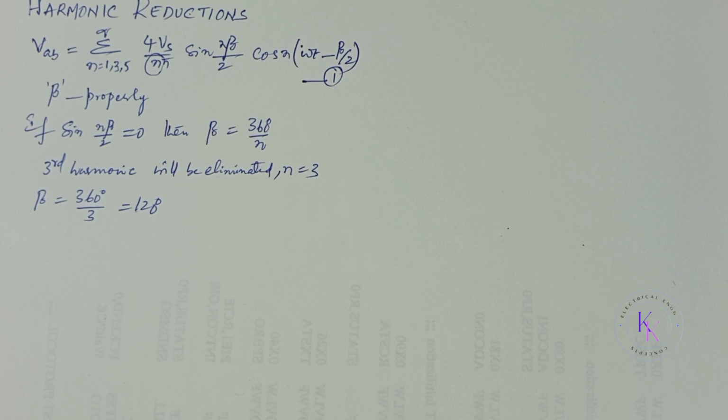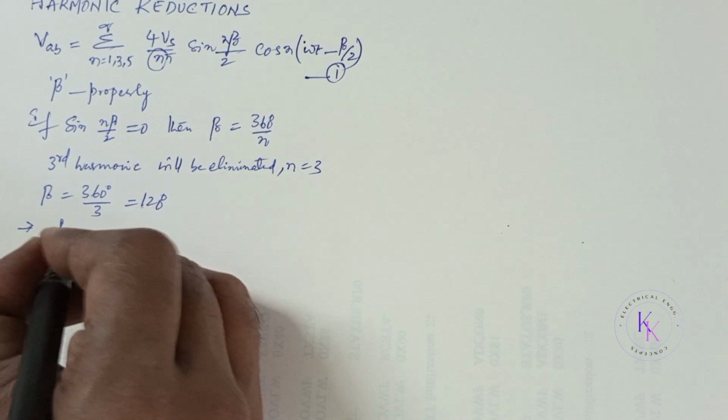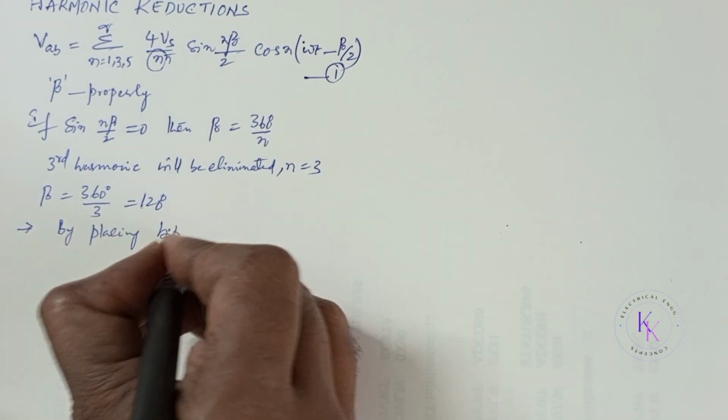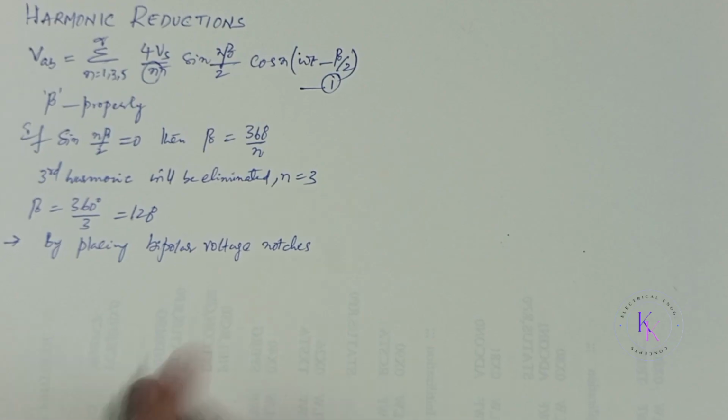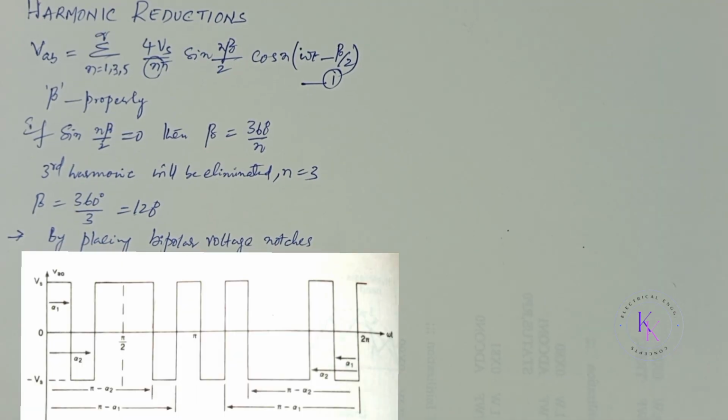Now, a pair of unwanted harmonics at the output of a single phase inverter can be eliminated by introducing a pair of symmetrically placed bipolar voltage notches. The first method is placing bipolar voltage notches. You can observe in the waveform that from 0 to alpha 1, and alpha 1 to alpha 2, there are two notches introduced in the output voltage waveform.